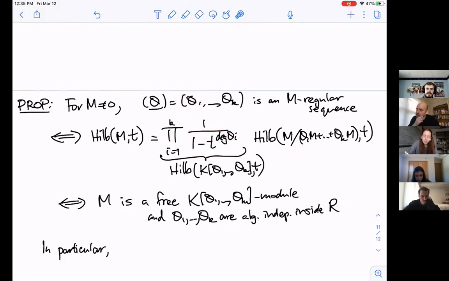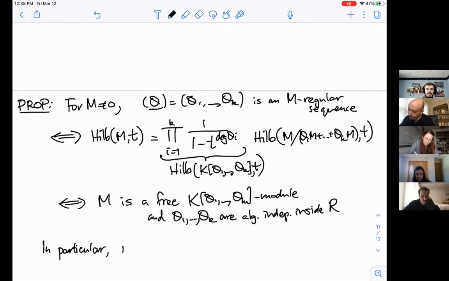Let me rewrite it this way. The Hilbert series of M mod theta is this times this. That gets rid of one of the poles at t equals 1. It gets rid of 1 in the multiplicity, the order of the pole. So it drops the Krull dimension by 1 when you mod out by a non-zero divisor.